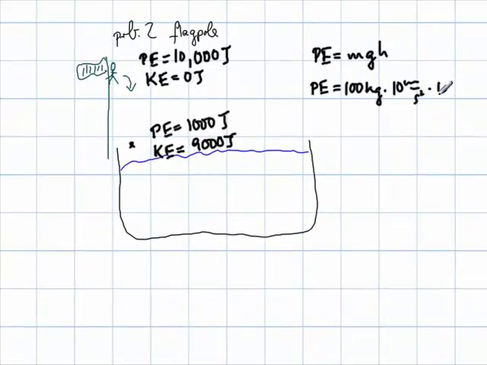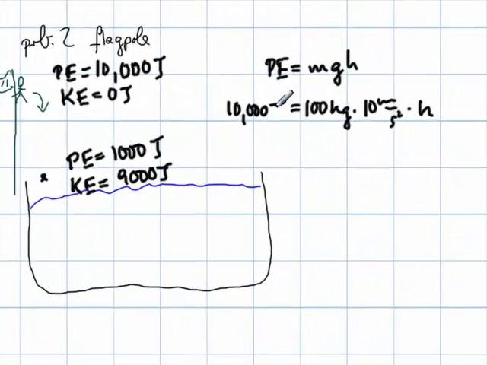And then we have times h. And then I'm going to erase the PE on the left hand side. Instead, I'm going to write there the 10,000 joules. So then when you divide 10,000 by 100 and divide by 10, you're going to come up with h being 10 meters, which is 30 feet. So that's quite high.